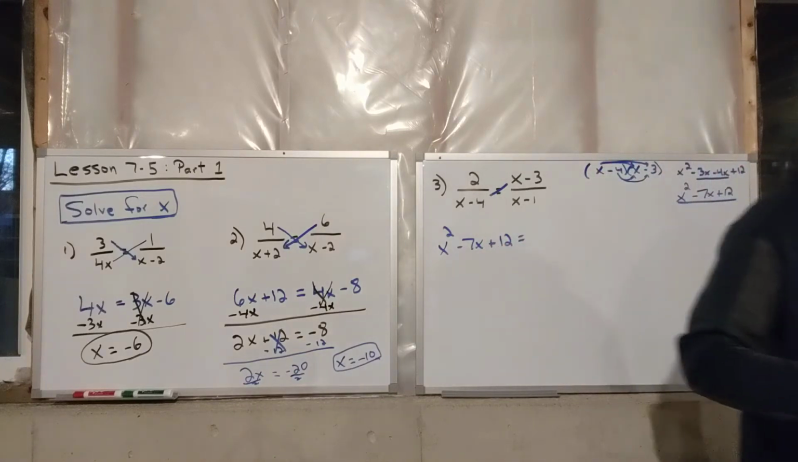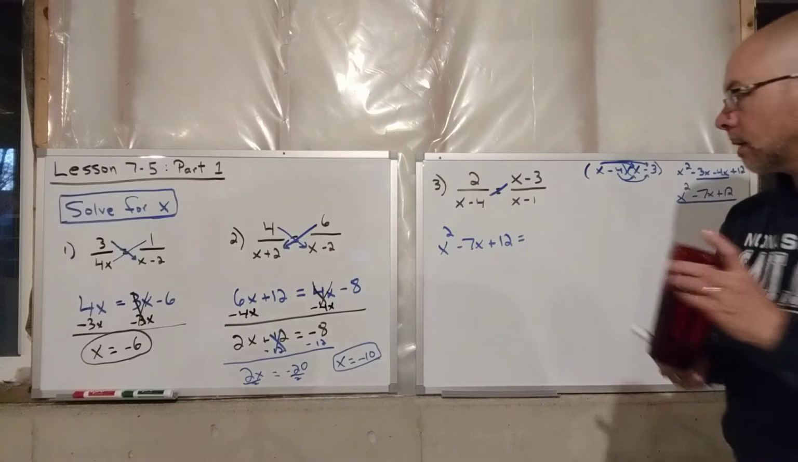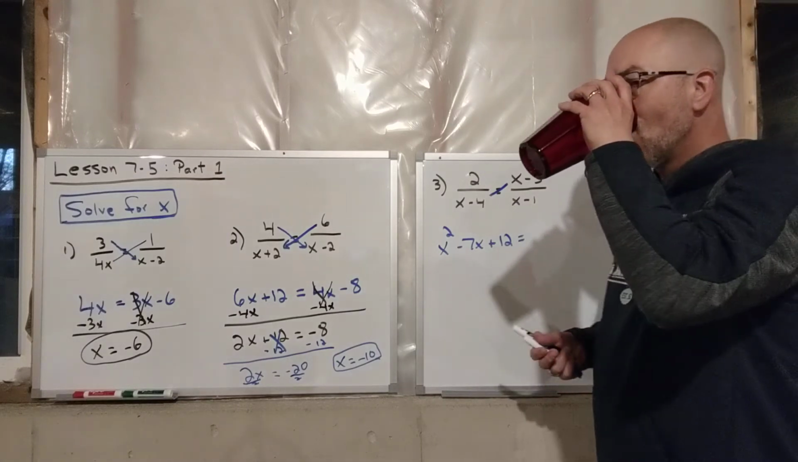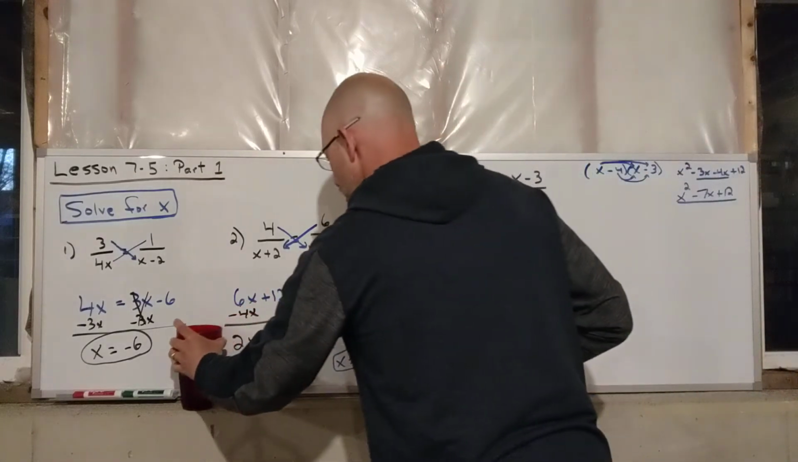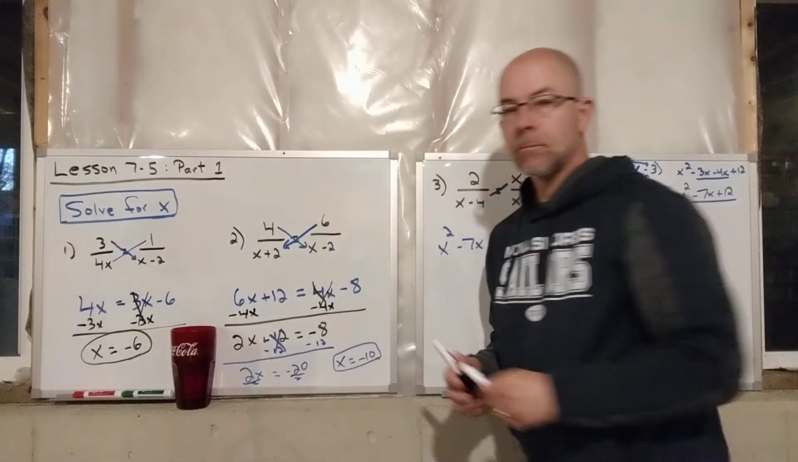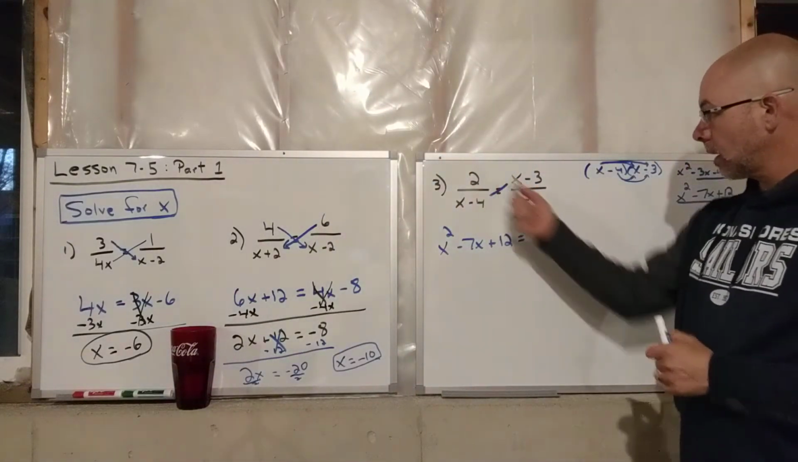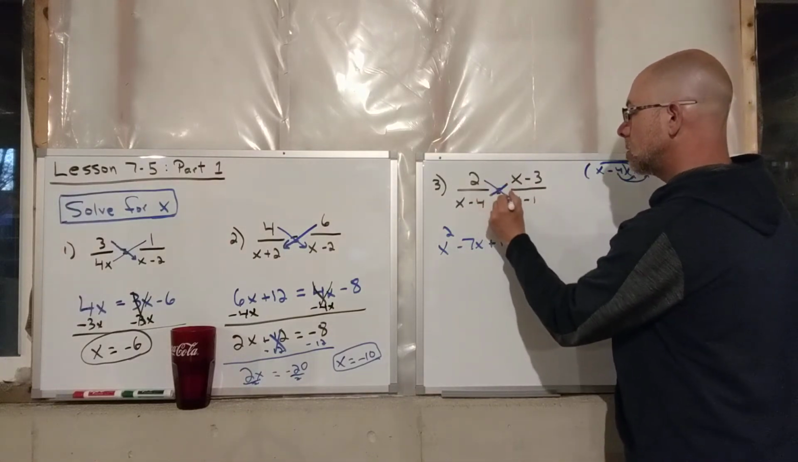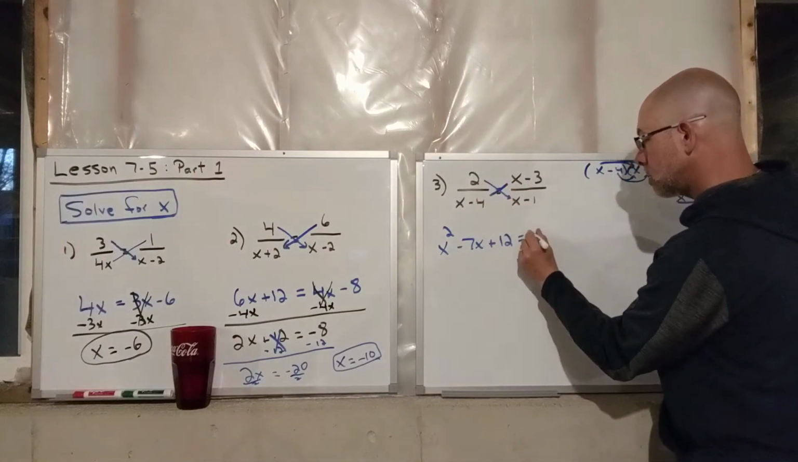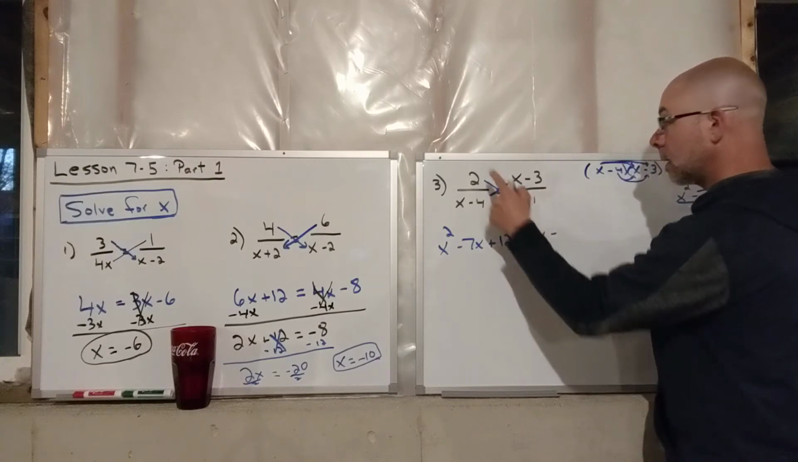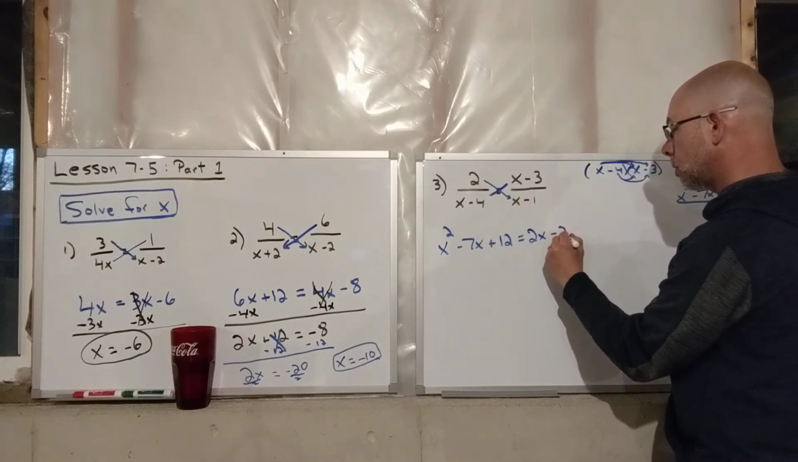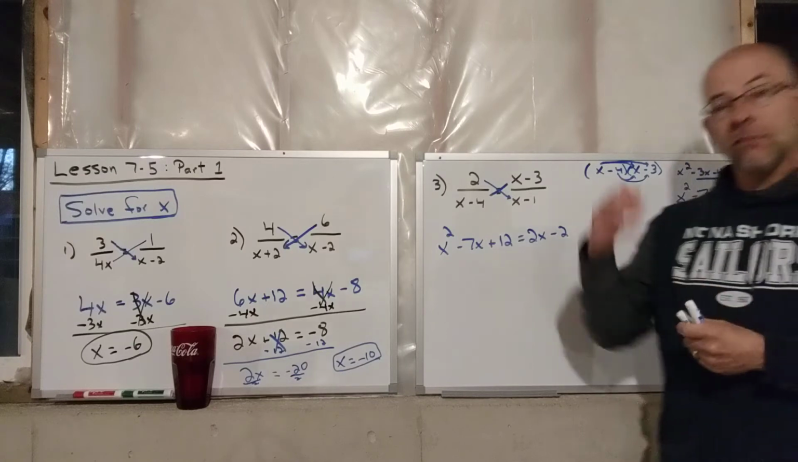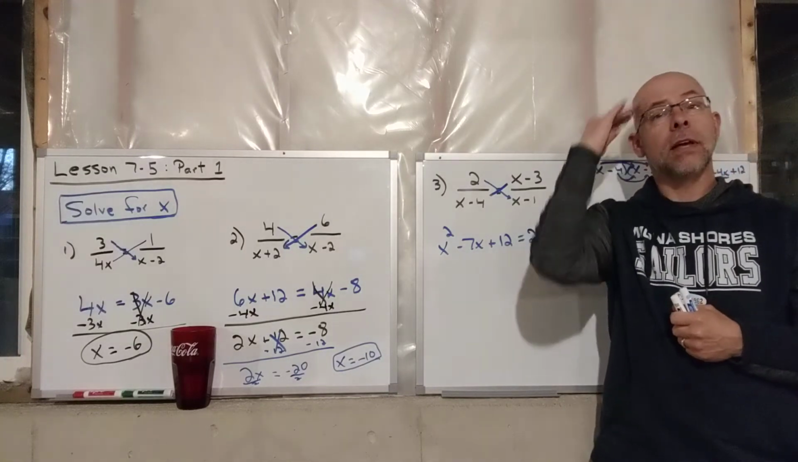That will be equal to the other cross product, which is more basic distributive property. So this is 2x minus 2 times 1, so 2. Now, folks, this brings about a different kind of solving.